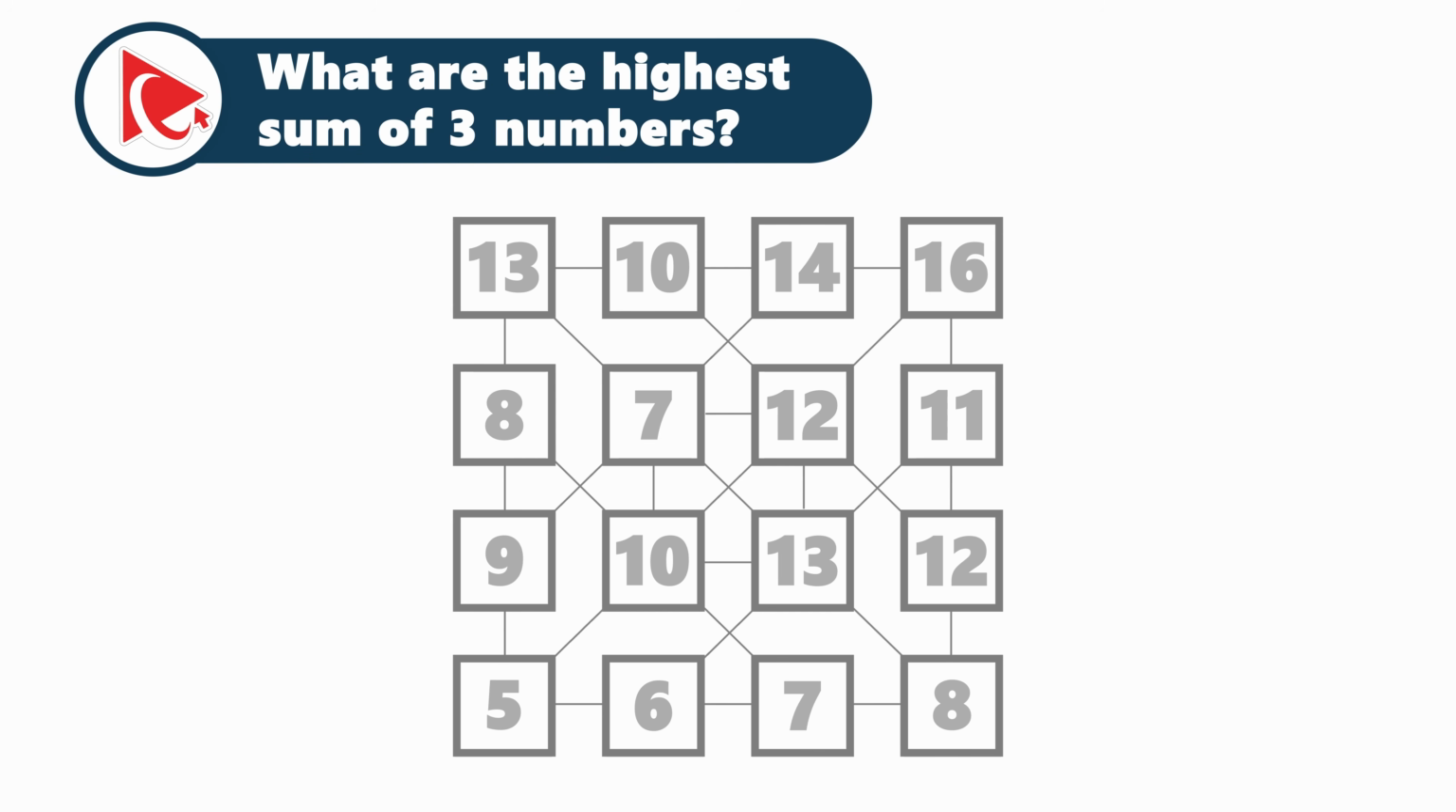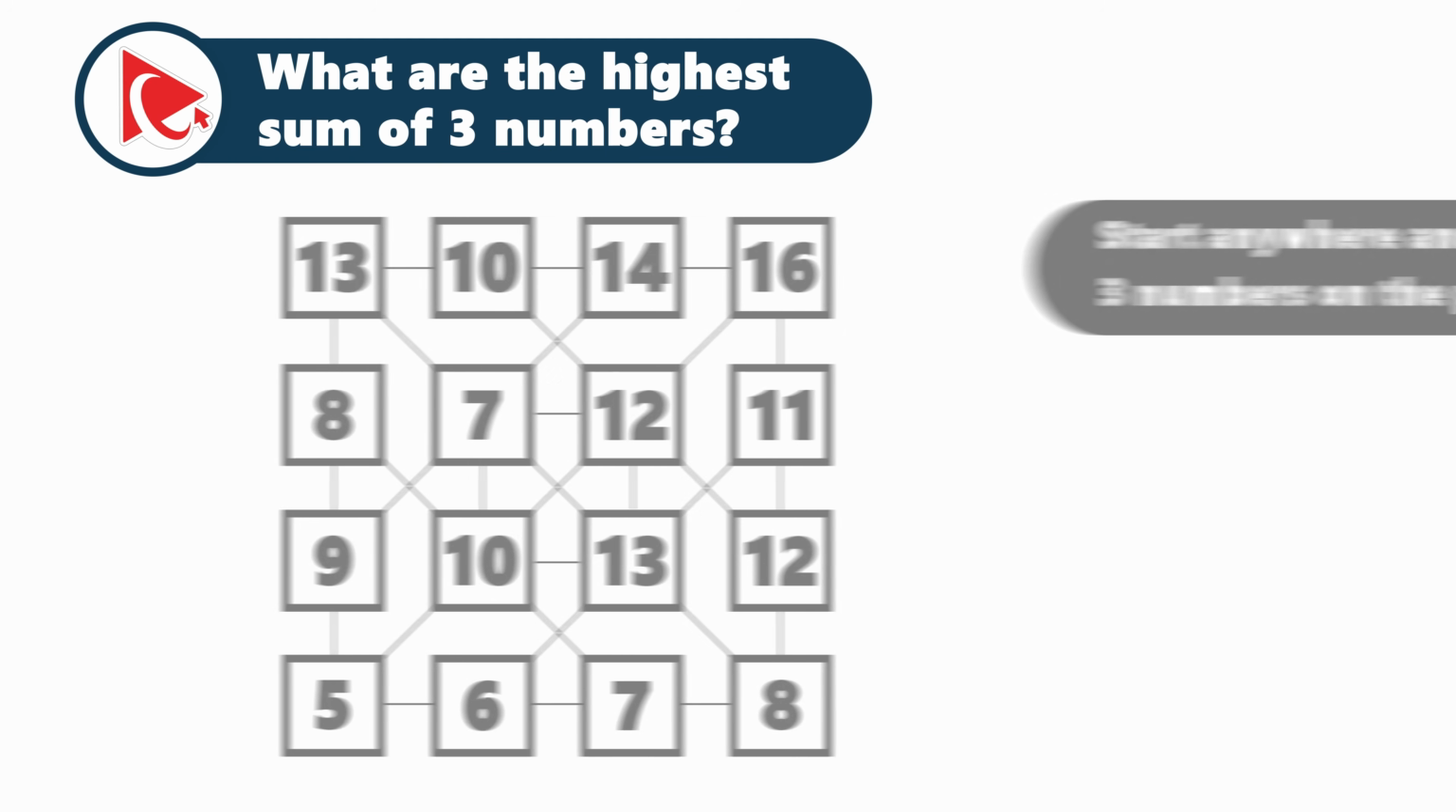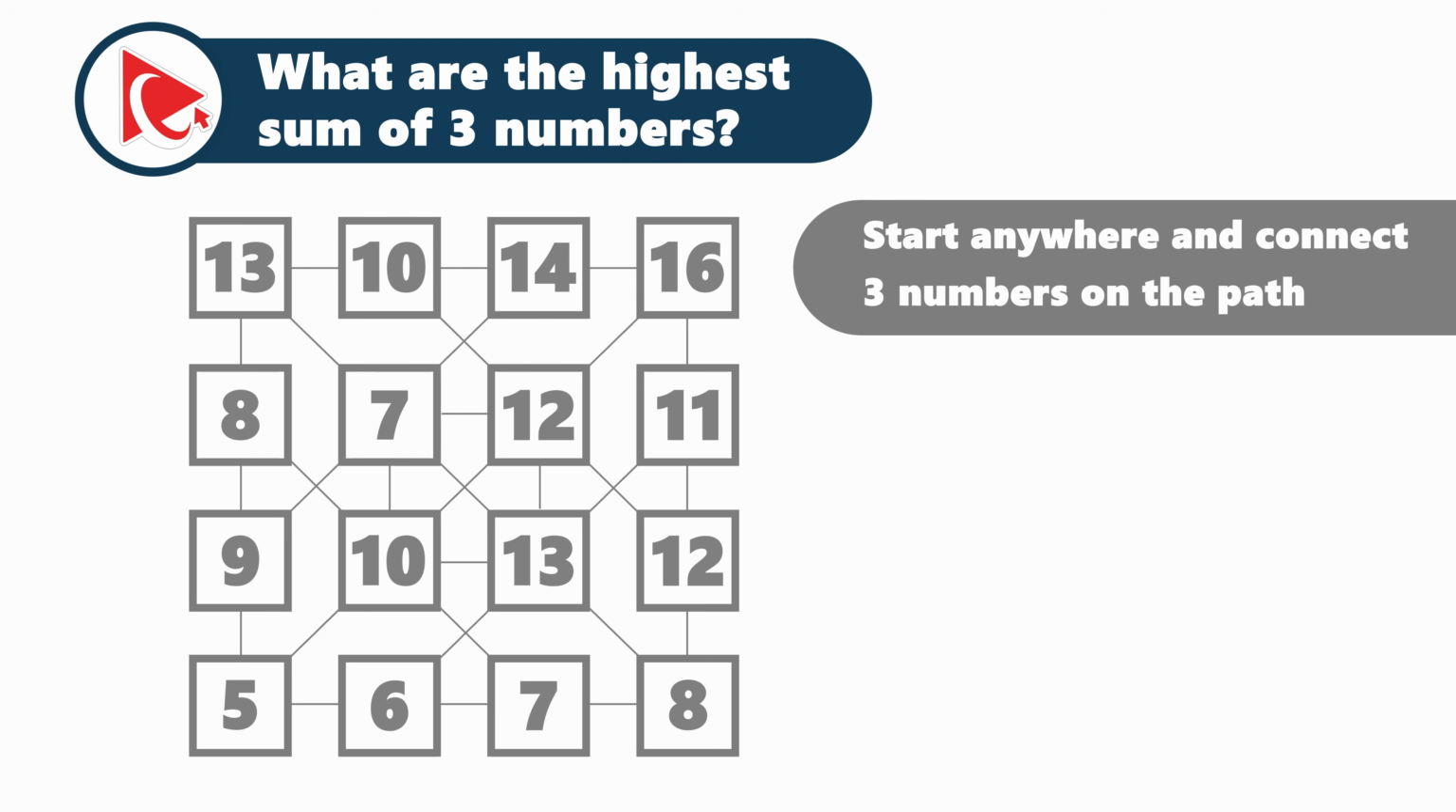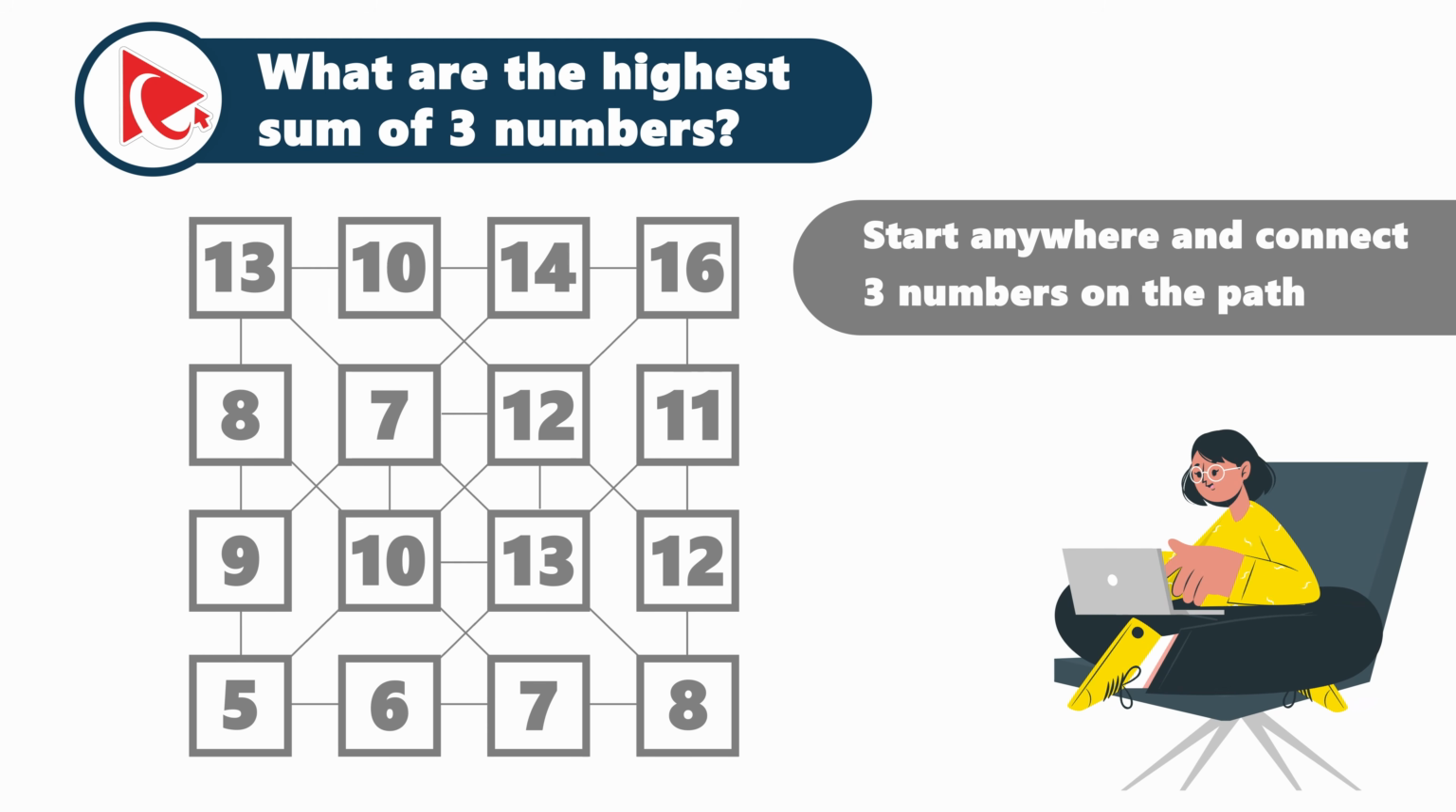You're presented with the magic 4x4 square. The 16 numbers in the square are 13, 10, 14, 16, 8, 7, 12, 11, 9, 10, 13, 12, 5, 6, 7, and 8. You need to start anywhere and connect 3 numbers on the path. And your goal is to determine what is the highest sum of 3 numbers. Are you still confused? Well, let me show you how to do it.